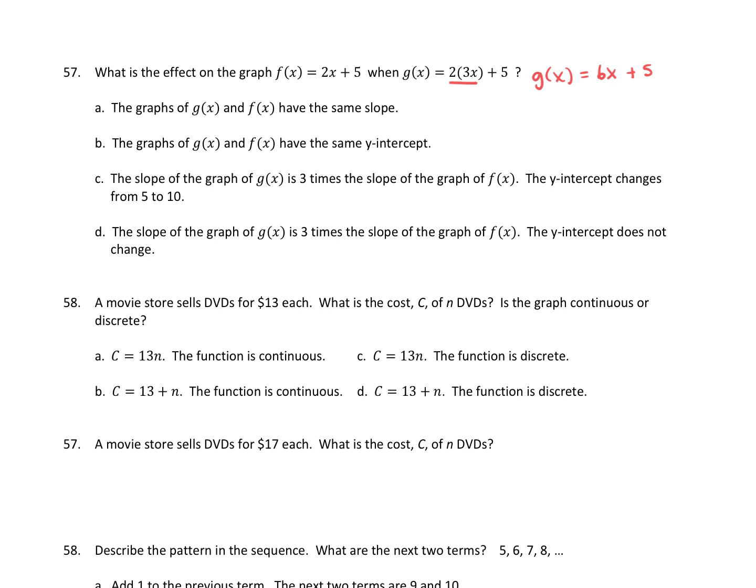Option D, the slope of the graph of g of x is 3 times the slope of f of x. So we said that before, 6 is 3 times a 2. But then it says the y-intercept does not change. So this is a 5 y-intercept, and g of x has a y-intercept of 5.